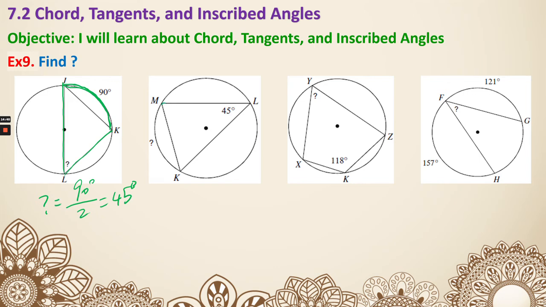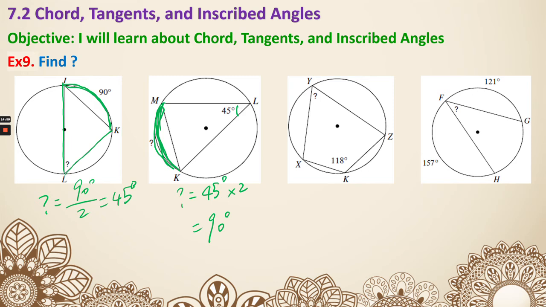Next, the question mark is right here. You can see that portion of the arc is facing a 45-degree angle. So since this is going backwards, the question mark this time is going to be 45 degrees times 2, which is 90 degrees. Next, y.